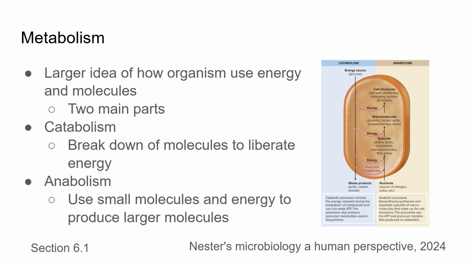With anabolism, that's going to start with smaller molecules and use energy to produce larger molecules. So in our little graphic here, we see that we have catabolism, that's our energy source of glucose, and it can produce energy. And the waste products, such as carbon dioxide and acids, are going to leave the cell. Anabolism is going to be where you start with smaller molecules or smaller elements and add energy in order to build up into larger structures, eventually making something like the cell wall.